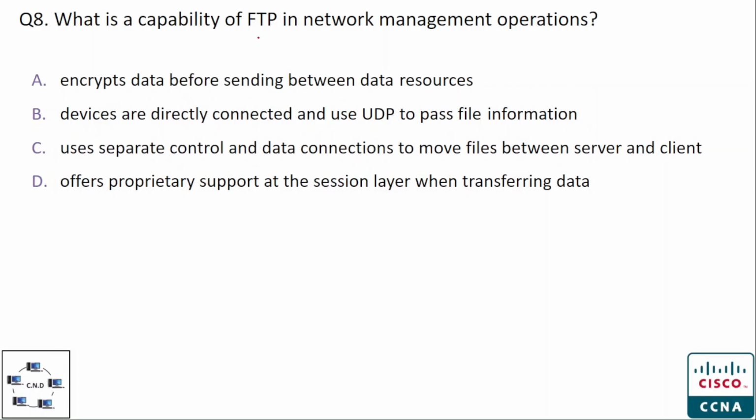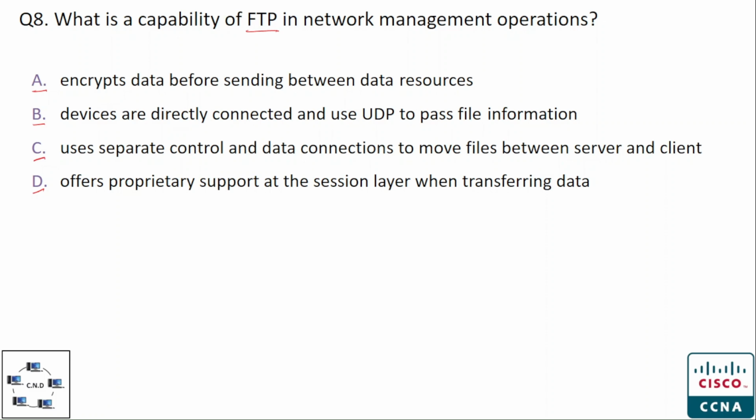Question number 8. What is the capability of FTP, File Transfer Protocol, in network management operations? The options are: option A, it encrypts data before sending between resources. Option B, devices are directly connected and use UDP to pass file information. Option C, uses separate control and data connections to move files between server and client. And option D, offers proprietary support at the session layer when transferring data.